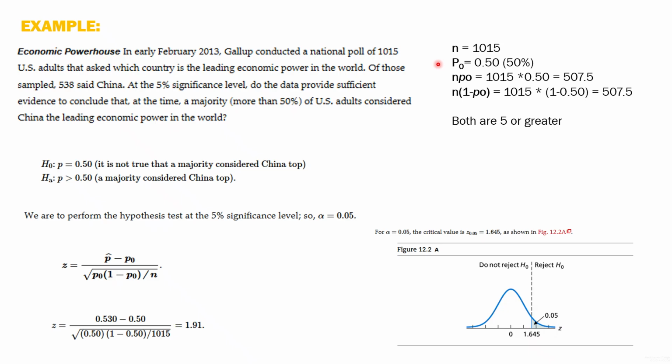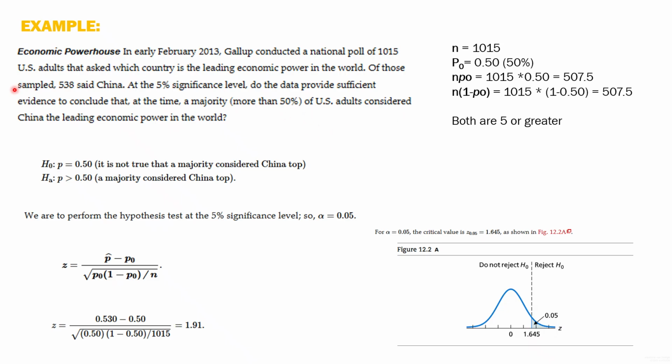P sub 0 is your population. So it is 0.50 or 50%, whereas your P hat is your sample, right? So this is the sample, this is the population. What is P hat? P hat is equal to X over N. So 538 divided by 1015 is equal to 0.530, minus your 0.50, which is the population proportion.